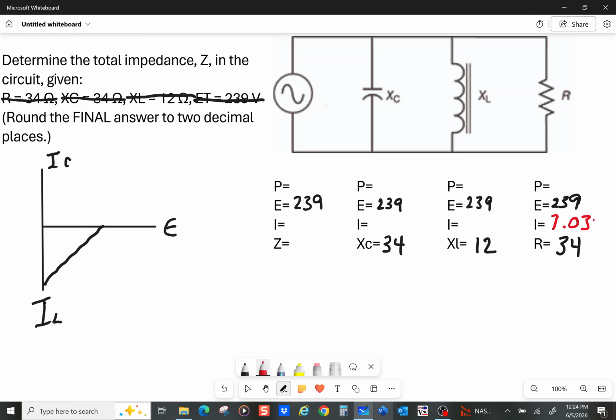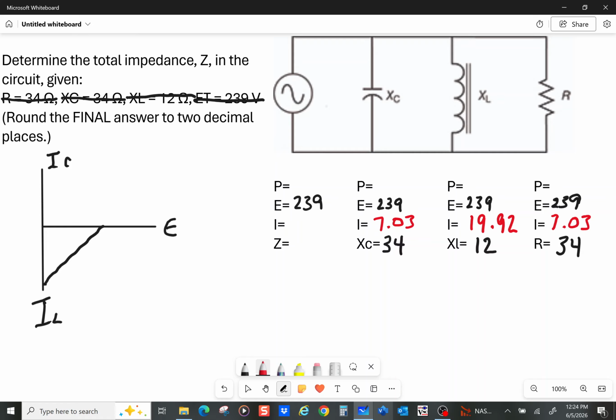Now, we can also see, common sense and logic, that the values over here at my capacitor are the same, so I'm going to write that. My 239 volts and 34 ohms are the same there, so I'm going to have 7.03 amps there as well. Now I'm going to take my 239 volts and divide it by 12 ohms at my inductor, and that gives me a value of 19.92 amps. And just like we suspected, our ampacity is higher at my inductor than at my capacitor.